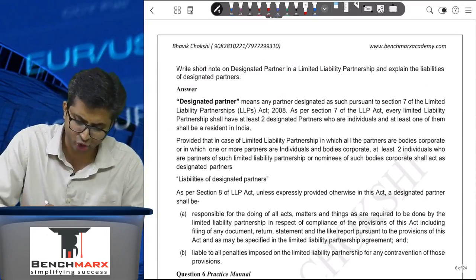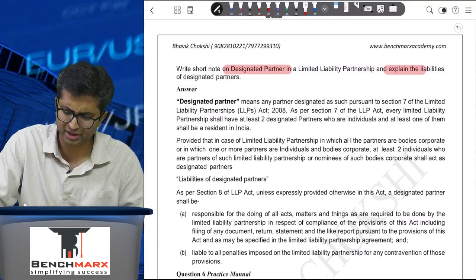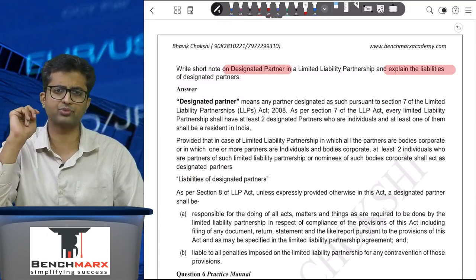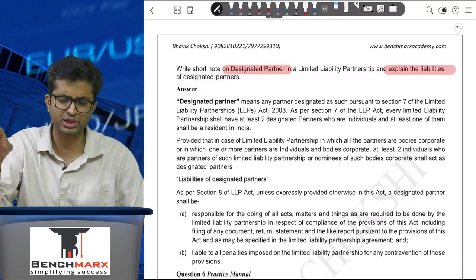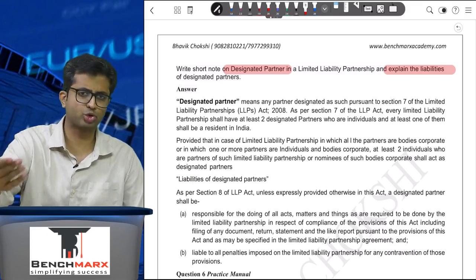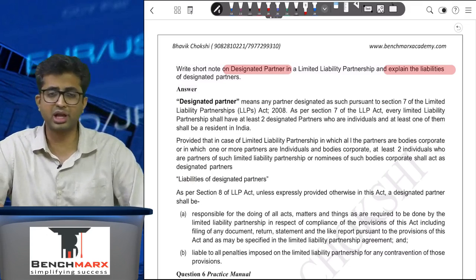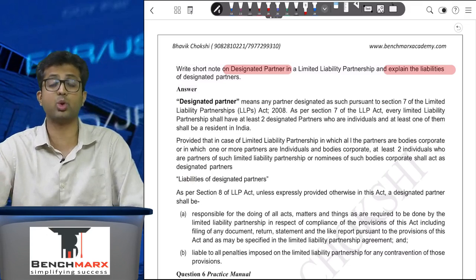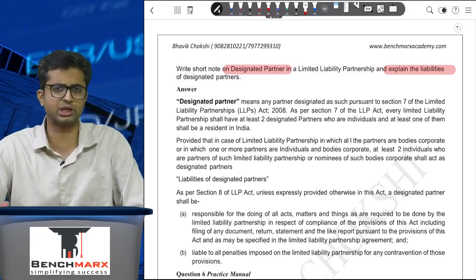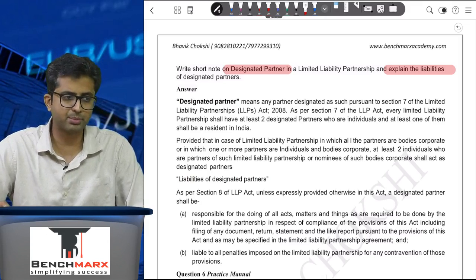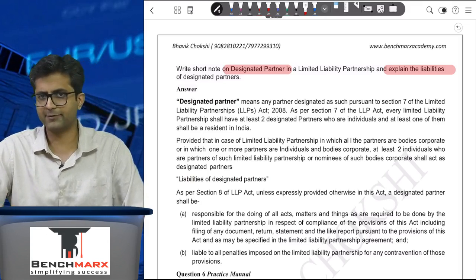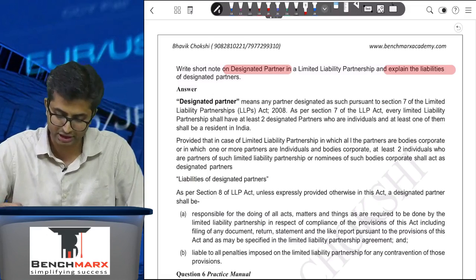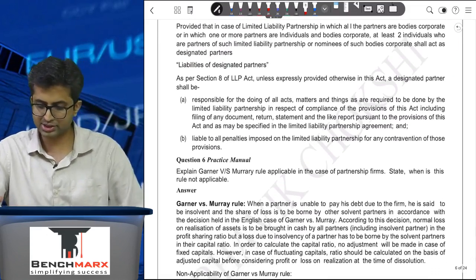Then we have a short note on the designated partner and explain his liabilities. This is something that we have done, as mentioned earlier. At least 2 designated partners, of which one of them has to be a resident. Body corporates, if partners, have to nominate a designated partner. Liabilities are restricted to the liability. His personal contribution is to be involved unless there are certain fraudulent transactions that have been undertaken, when the liability becomes unlimited. Otherwise, the designated partner is responsible for filing documents, etc. for the LLP. Penalties.